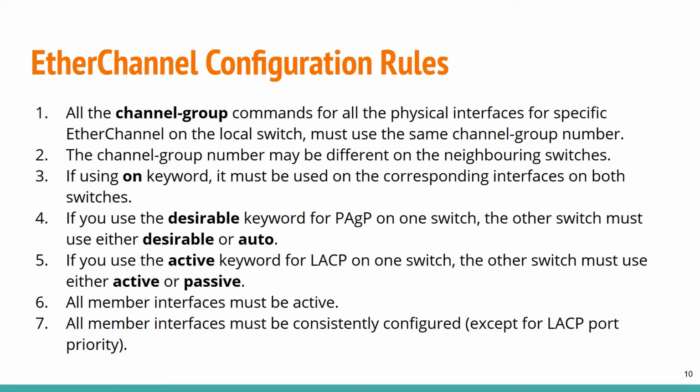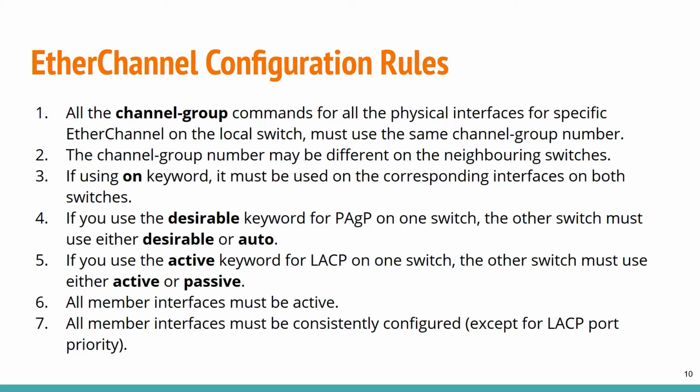There are a few configuration rules which are good to follow while configuring EtherChannel. First rule: all the channel group commands for all the physical interfaces for a specific EtherChannel on the local switch must use the same channel group number. Second rule: the channel group number may be different on the neighboring switches. Third rule: if using the on keyword, it must be used on the corresponding interfaces on both switches.